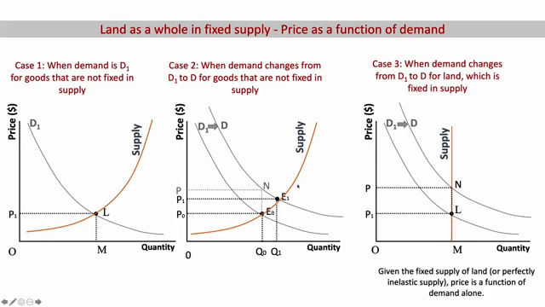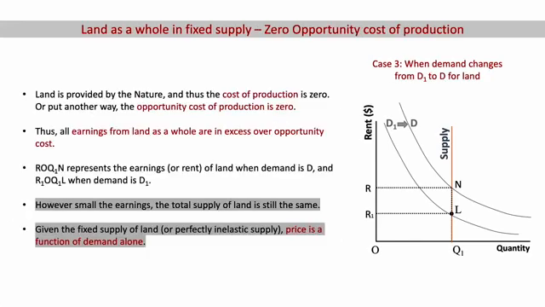Unlike other commodities where supply is flexible and when demand changes, a new equilibrium is found with a new quantity and a new price, and then price becomes a function of both demand and supply. But in this case, price is solely a function of demand because supply is fixed. This is very important for us to remember: the supply for land is fixed. Land is provided by nature and therefore the cost of production is zero. We are not producing land.